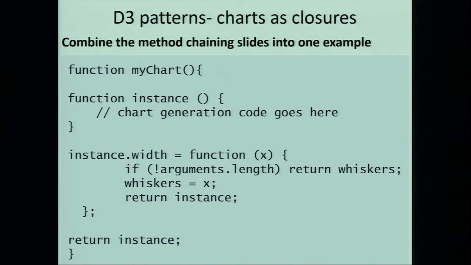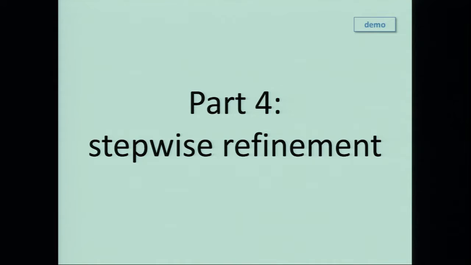So now here I want to put together those ideas that I just talked about into one big example, because this is really core stuff for writing D3. So here I've got a function called myChart. I've got this function instance, where you put your chart generation code, and then here's a getter setter, and then at the bottom I return instance. So if you write code like that, you can make nice big modules that look like D3.